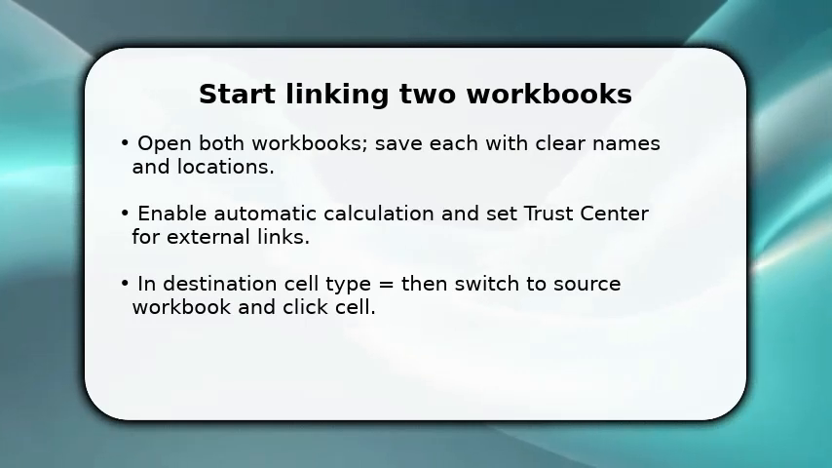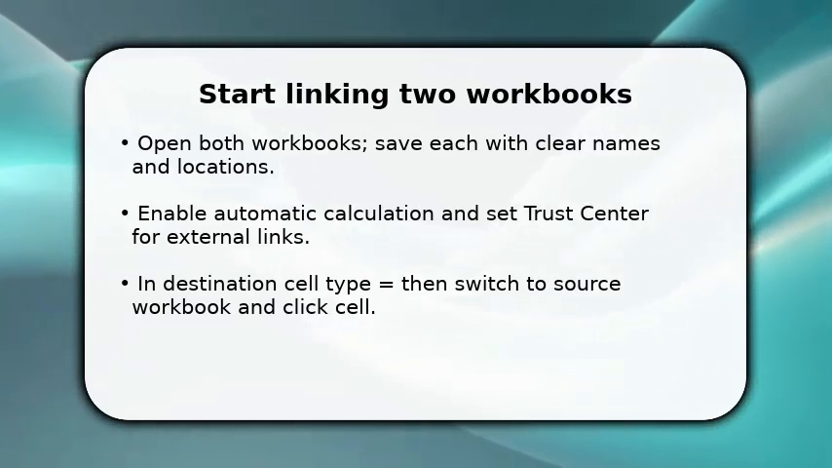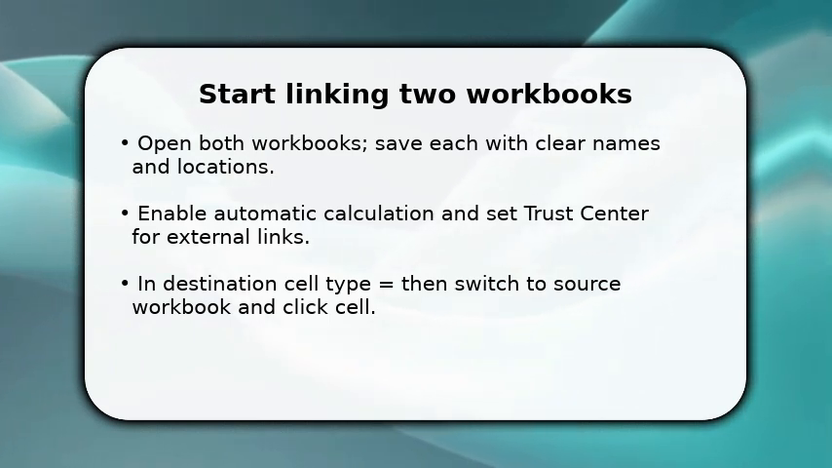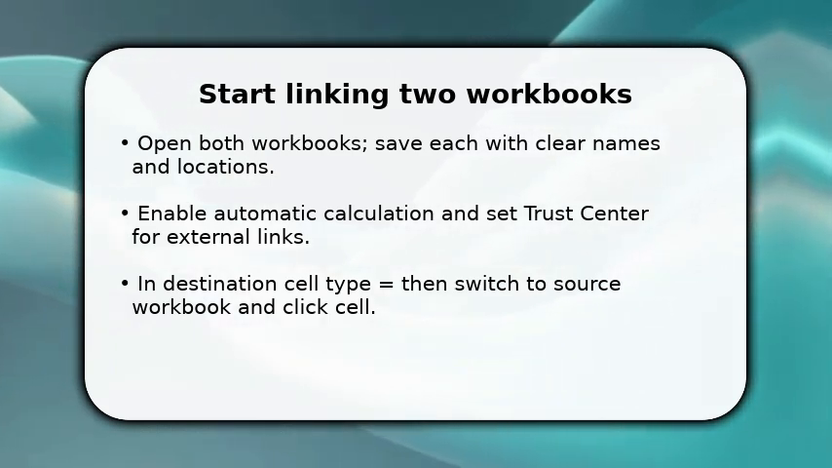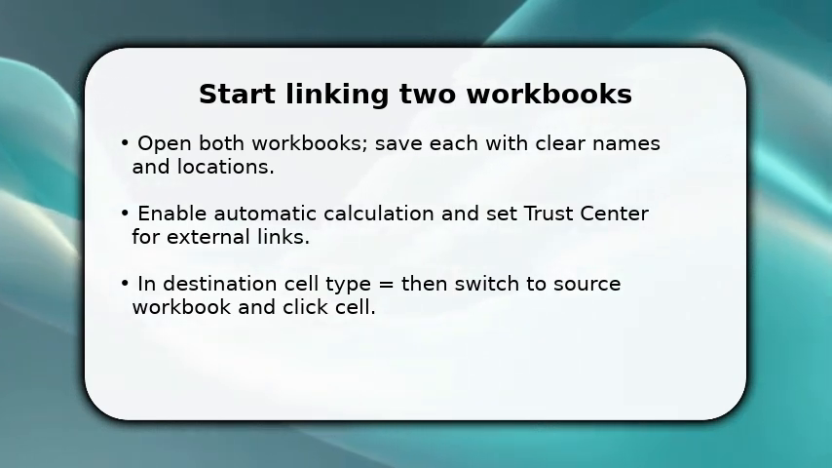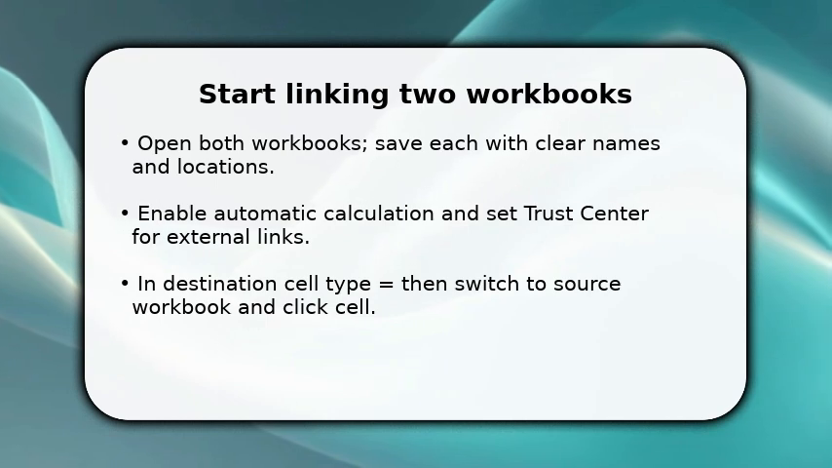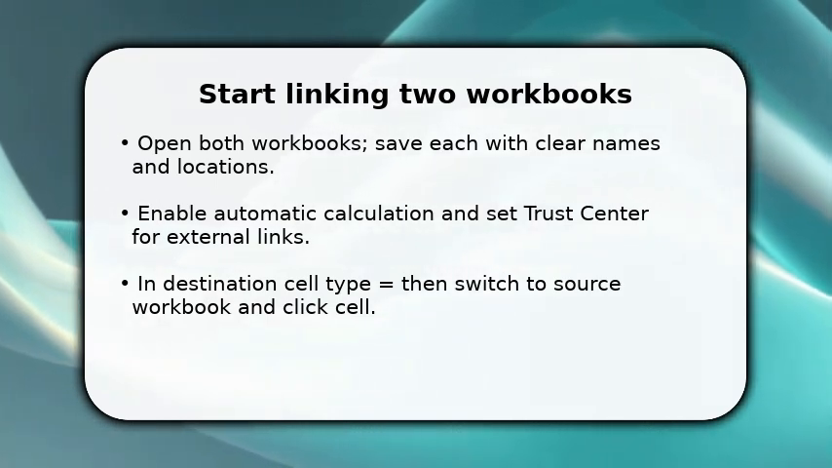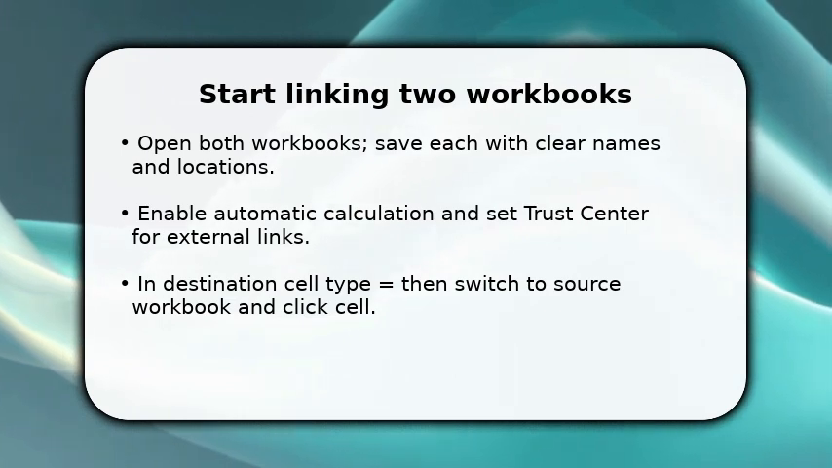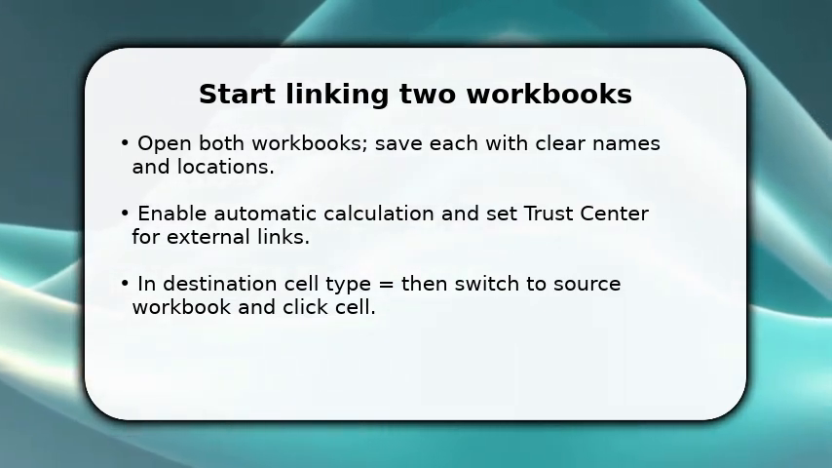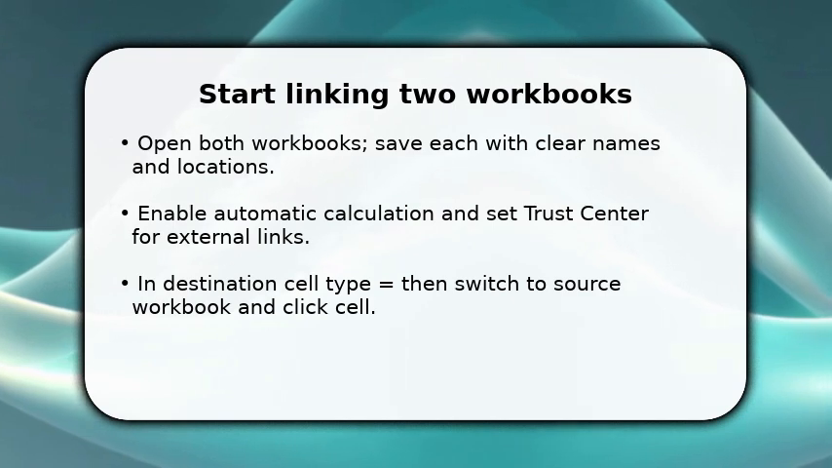You're ready to link two workbooks now. With both files open and saved, type equals in the destination cell, switch to the source workbook and click the source cell. Excel builds an external reference automatically. Use F2 to edit and add $ for absolute references if you need fixed rows or columns. Once done, press Enter and confirm the formula shows the full path when source is closed. This ensures the link pulls live values rather than pasted text.